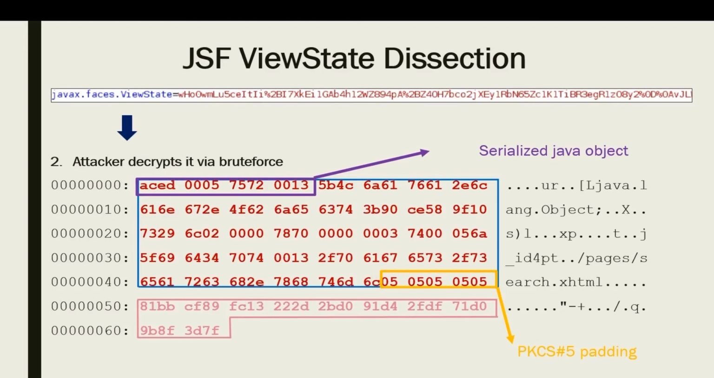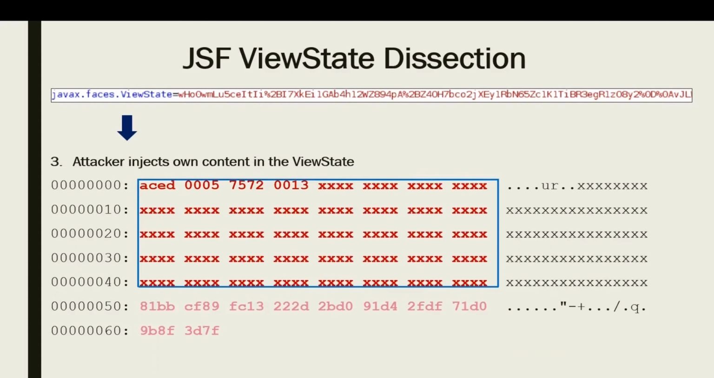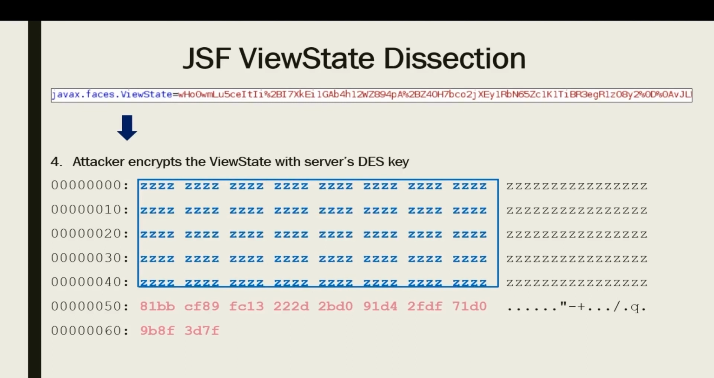Now that the decryption key is retrieved, the attacker can pick up a gadget chain with ysoserial, for example, and replace the original object in the view state with its malicious payload. Of course, the malicious payload will have to be padded properly by following the PKCS scheme, otherwise the message will be invalidated. The attacker now encrypts the view state containing the malicious payload using the same encryption key he has managed to brute force a few steps ago.